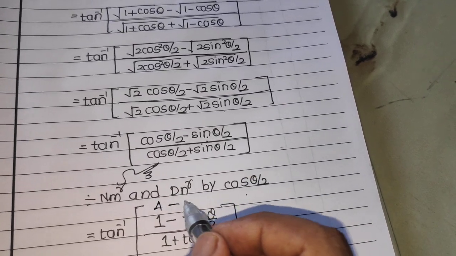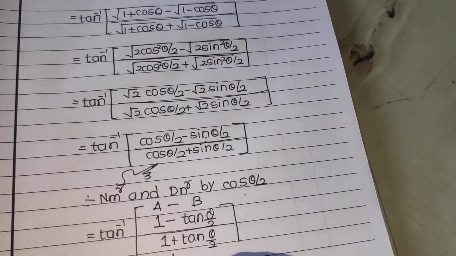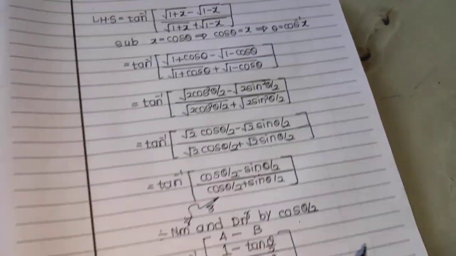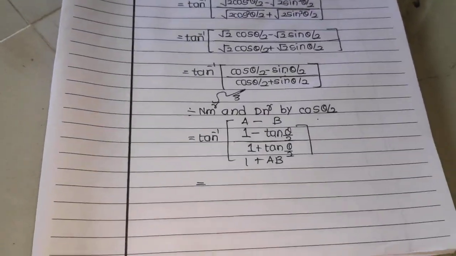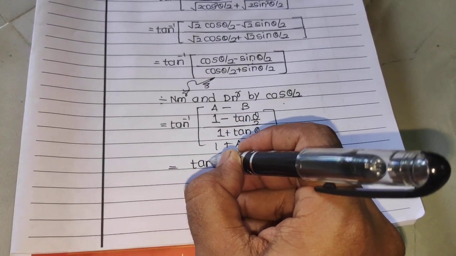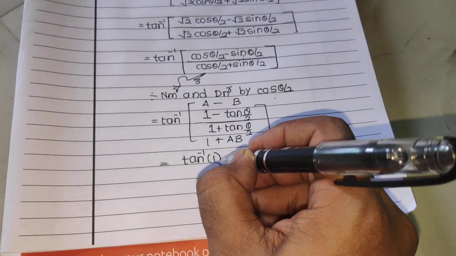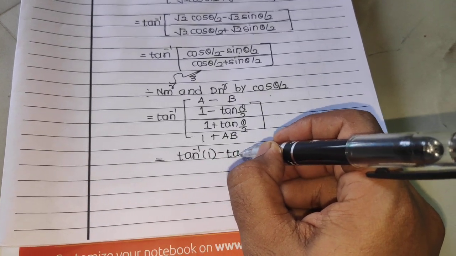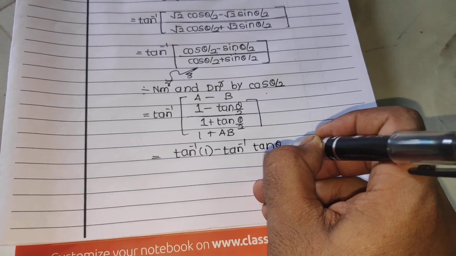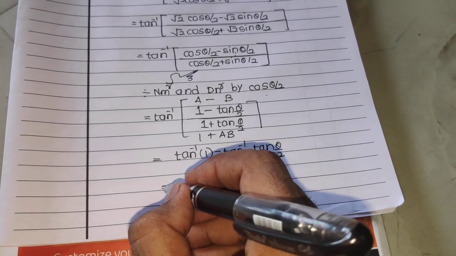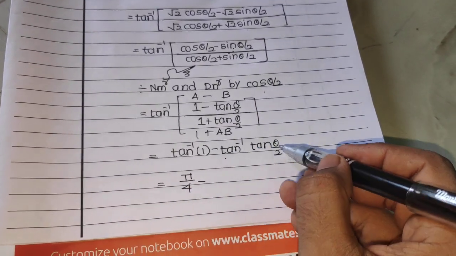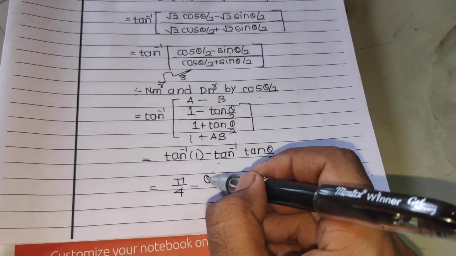So I can take this as tan inverse of (a minus b) upon (1 plus ab). So tan inverse of 1 minus tan inverse of tan theta by 2. Now tan inverse of 1 will be pi upon 4. Tan inverse of tan y will be y only.